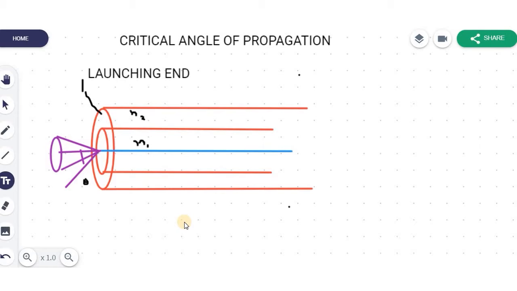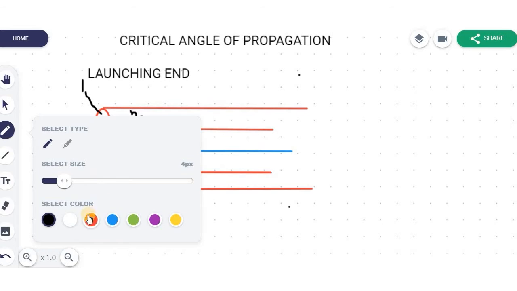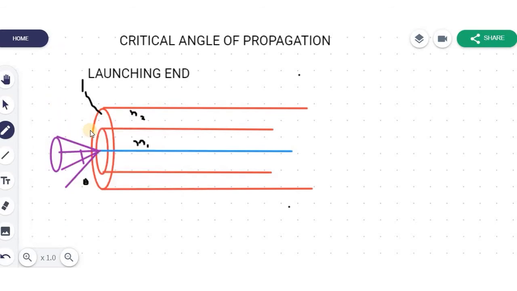In a step index fiber, the refractive index changes rapidly from the core to the cladding. Now consider two rays entering the fiber at two different angles of incidence. The first ray makes an angle theta with the axis of the fiber, and the ray undergoes refraction at the point A. I'm going to name this as point A.